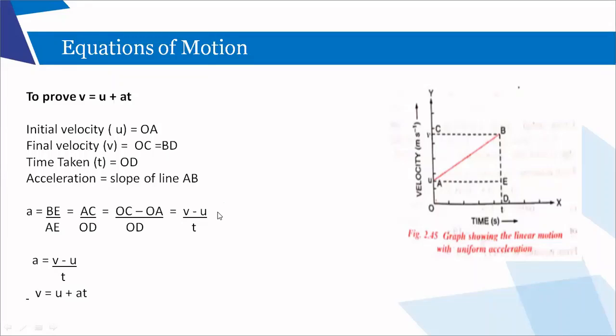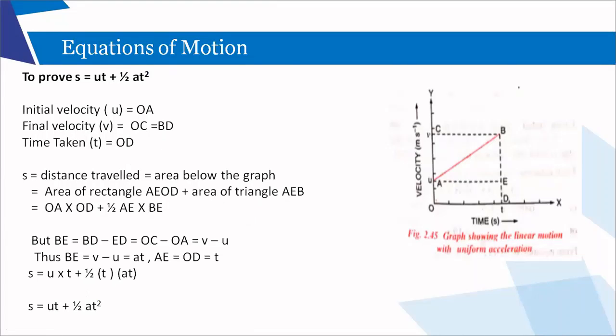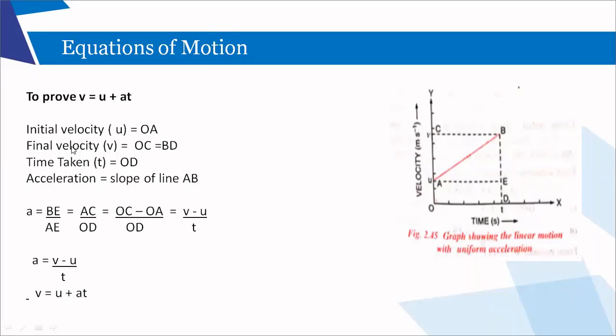Look at all the things. OC is V, OA is U, and OD is T. So in short, I get the formula A equal to V minus U upon T. If I take T on the other side, I get V minus U equal to AT. Then transpose U, so V equal to U plus AT. So the first equation is very simple according to the graph.